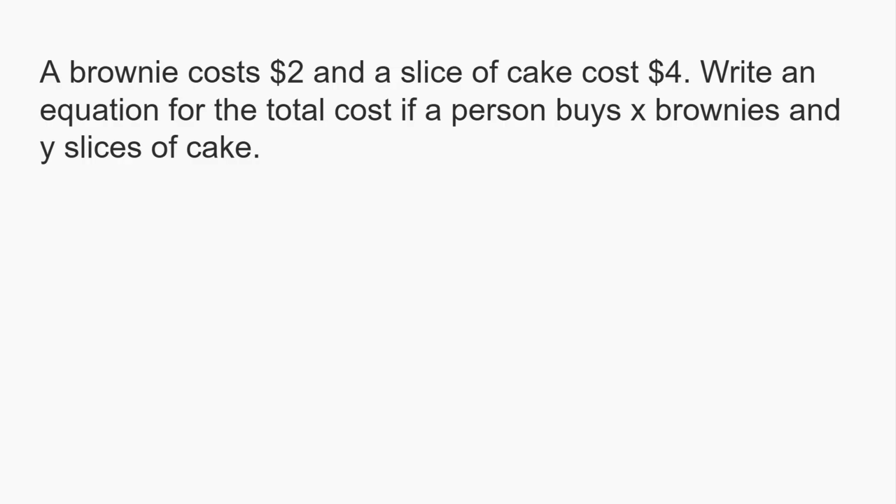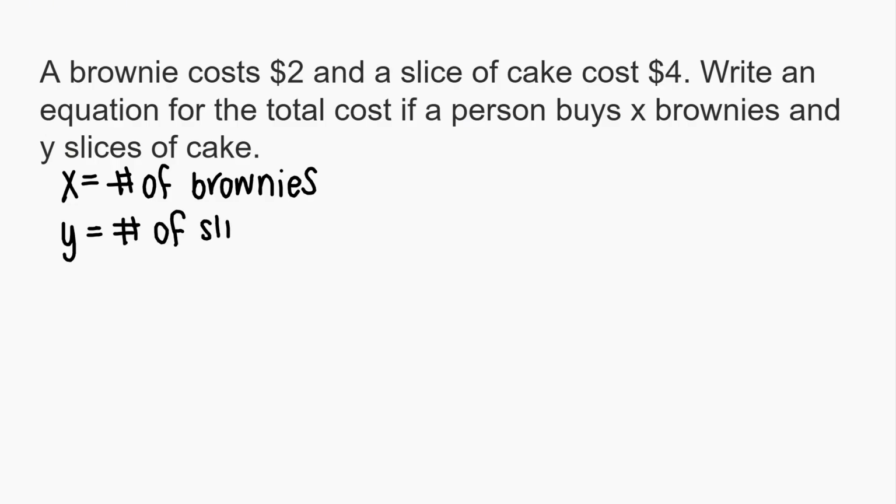Here we have a brownie costs $2 and a slice of cake costs $4. Write an equation for the total cost if a person buys X brownies and Y slices of cake. So in this problem, we're given that X equals number of brownies. And we know that Y equals number of slices of cake. So here we can have a variable for the total cost. We can just write total cost.